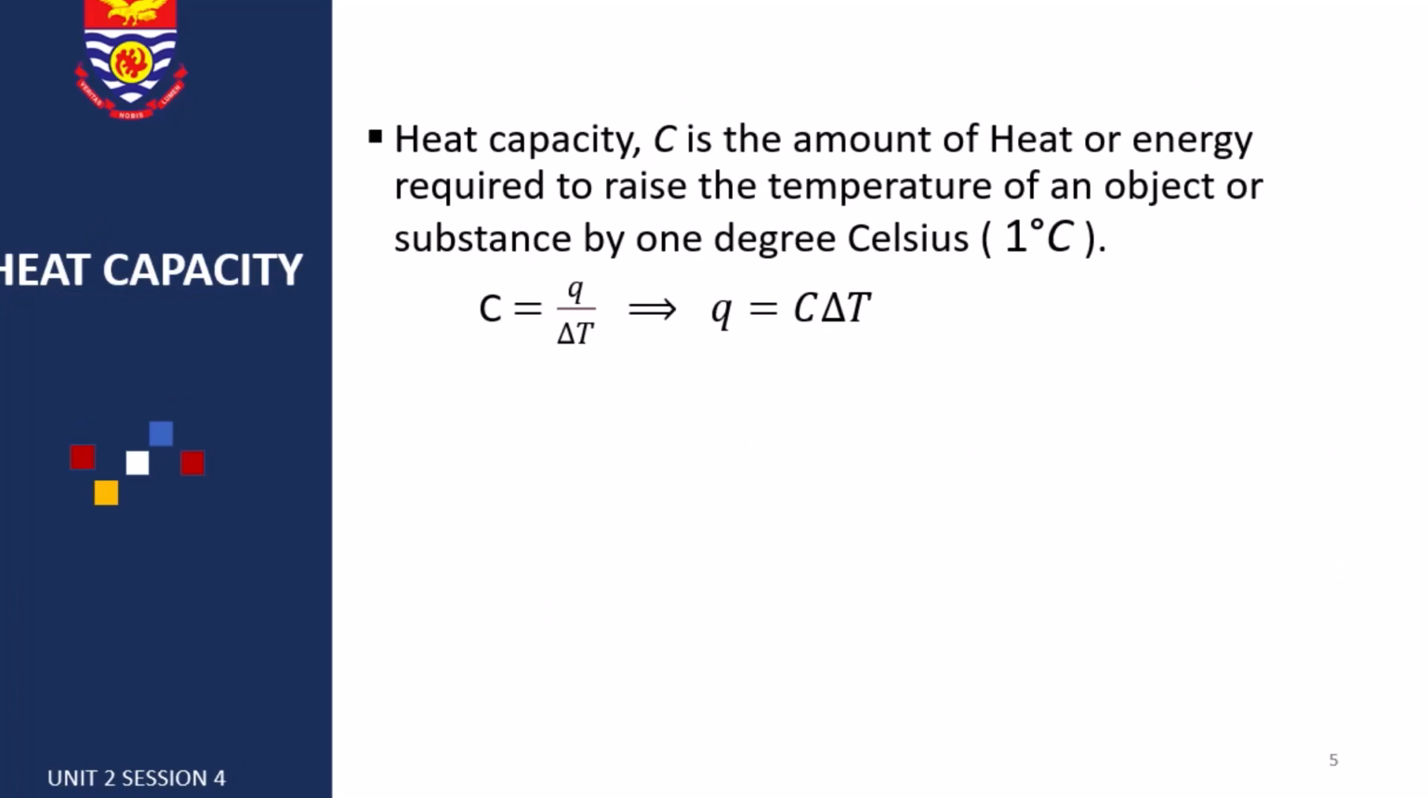So, what is heat capacity? Heat capacity, which is denoted by the symbol capital C, is the amount of heat or energy required to raise the temperature of an object or substance by 1 degree Celsius. Mathematically, heat capacity is represented as C equals Q over change in T, so we can calculate our quantity of heat as heat capacity multiplied by the change in temperature.